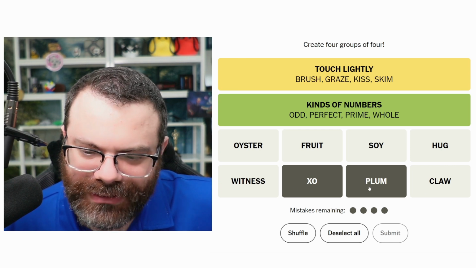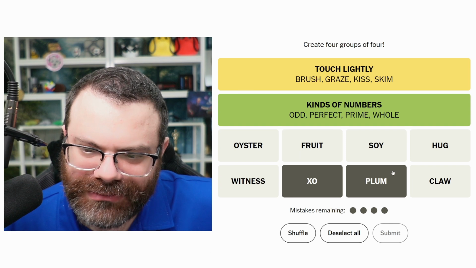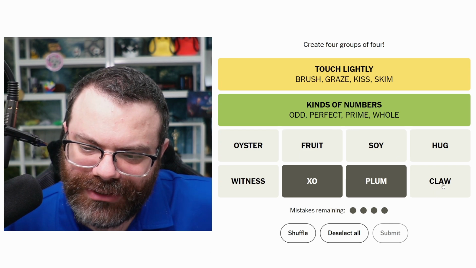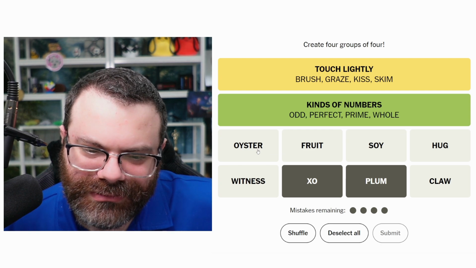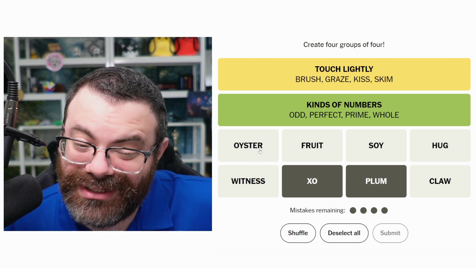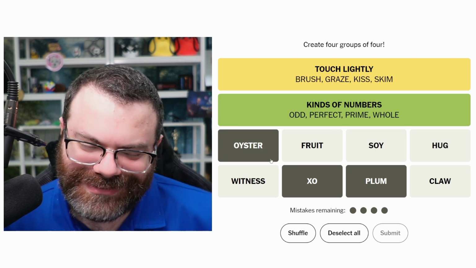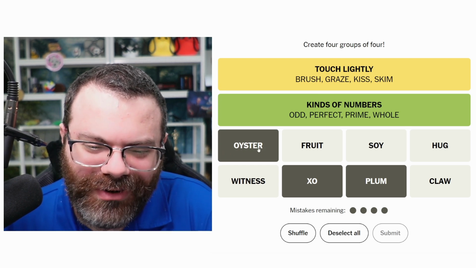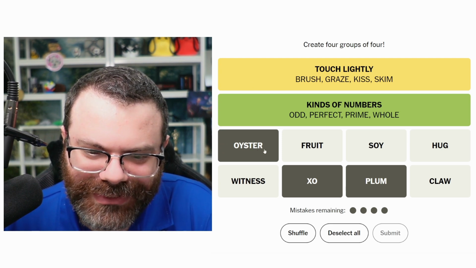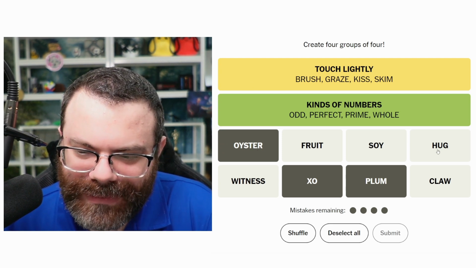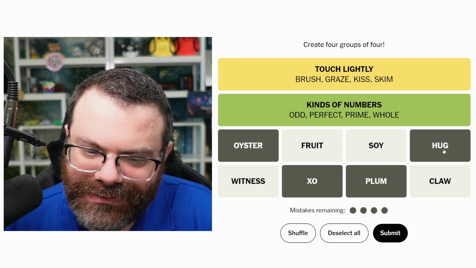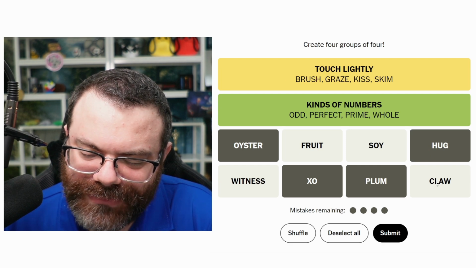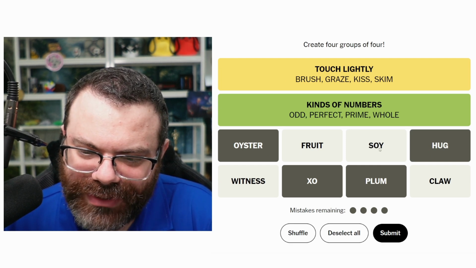Can witness get rearranged, maybe? Let's see, lump. I don't see how claw gets rearranged. Oyster? Story with an E? This is stretching it. Storey seems a bit strange, but ugh. Instead of hug, we could be ugh. I don't see how claw gets rearranged. I don't see how soy gets rearranged. Oys.